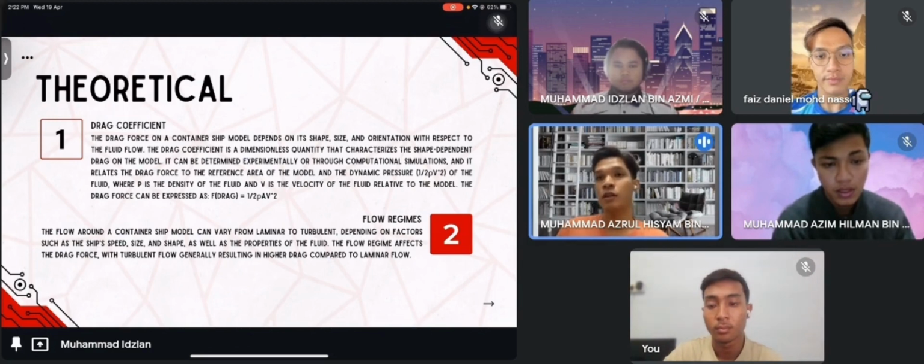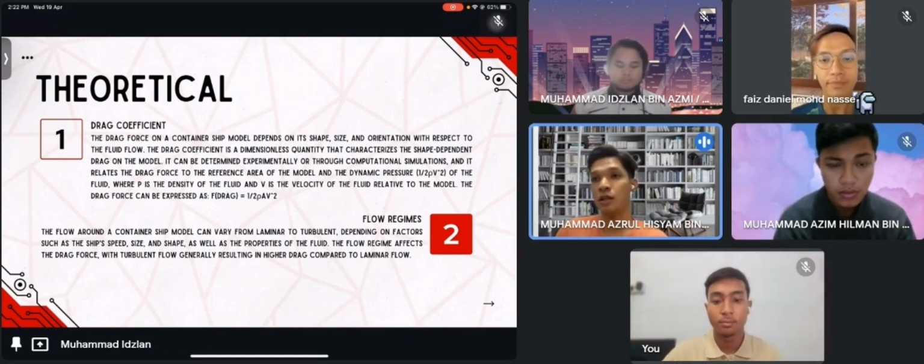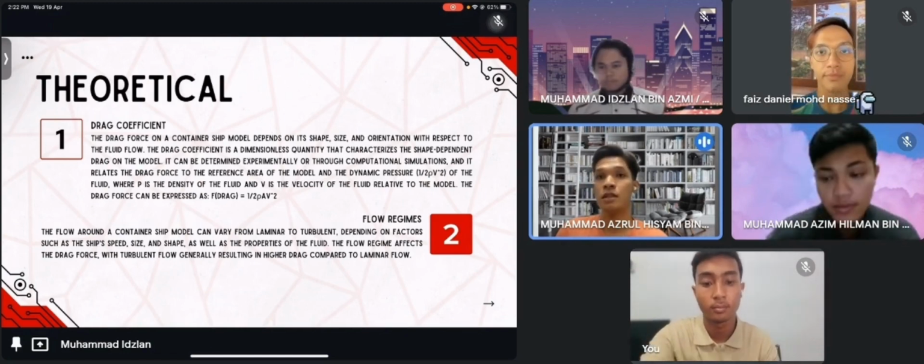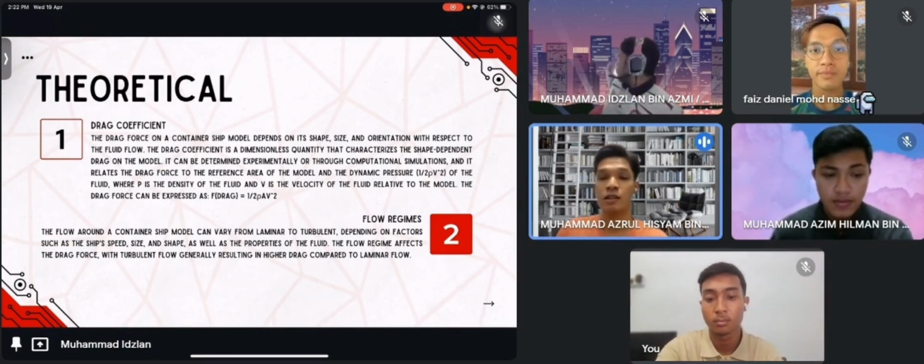The flow around the container ship model can vary from laminar to turbulent depending on factors such as the ship size, speed and shape, as well as the properties of the fluid. The flow regime affects the drag force, with turbulent flow generally resulting in higher drag compared to laminar flow. Next slide please.